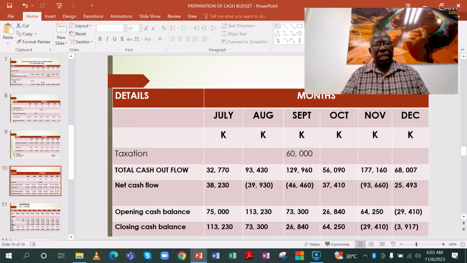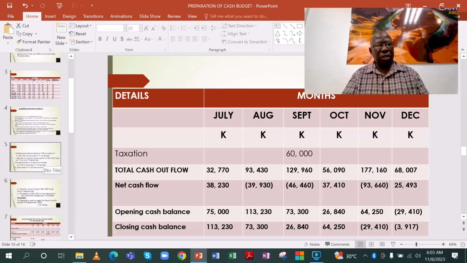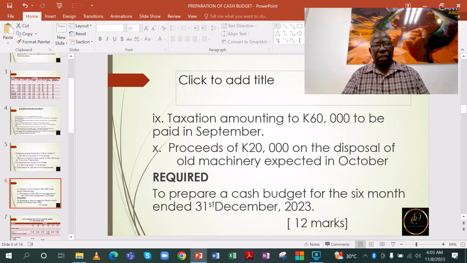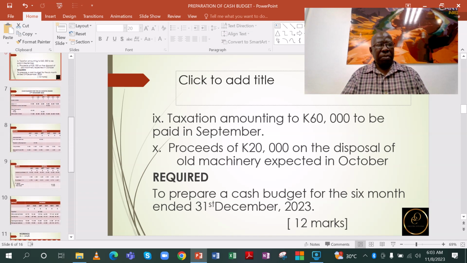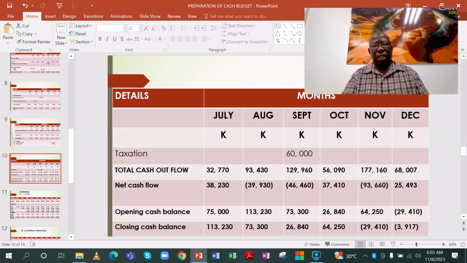Then we are told that there was taxation expected to be paid in September. Pick from this note. Taxation amounting to 60,000 to be paid in September. So we just go to September and slot in that figure. September, 60,000. So all these are the payments that are expected to be made from July to December.